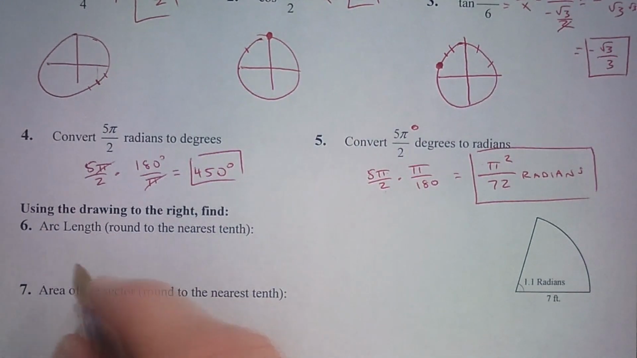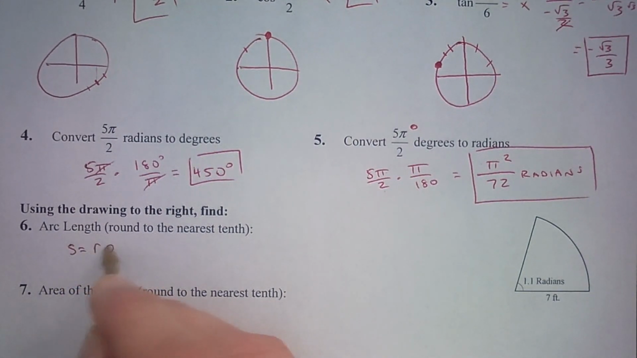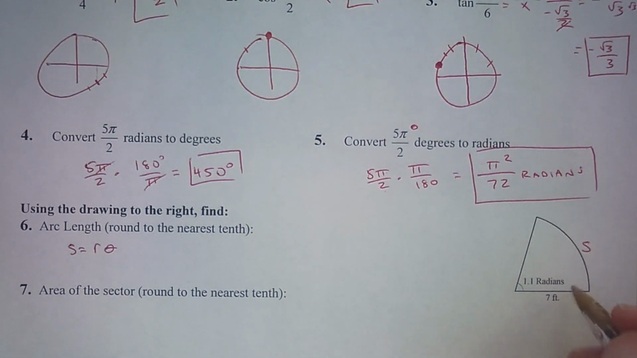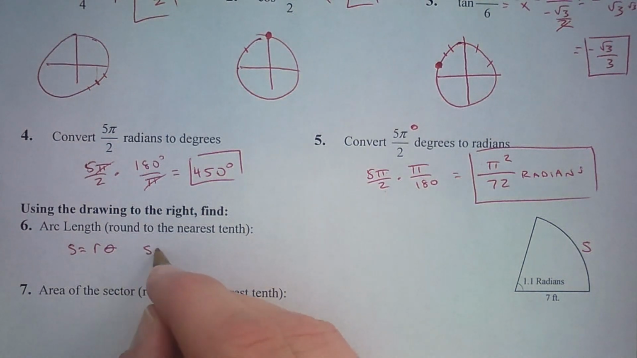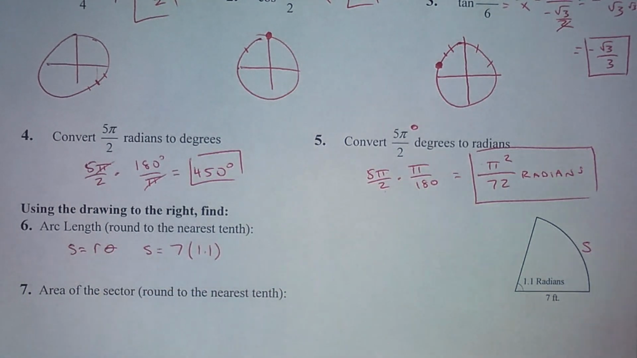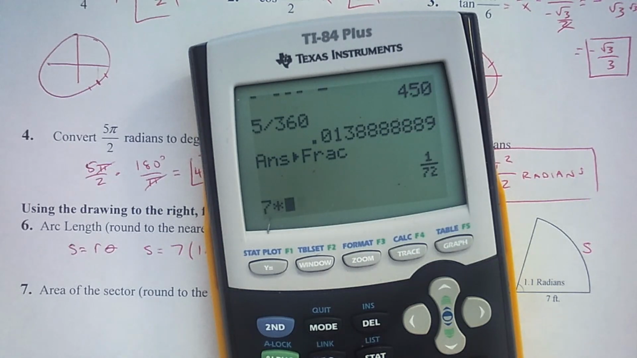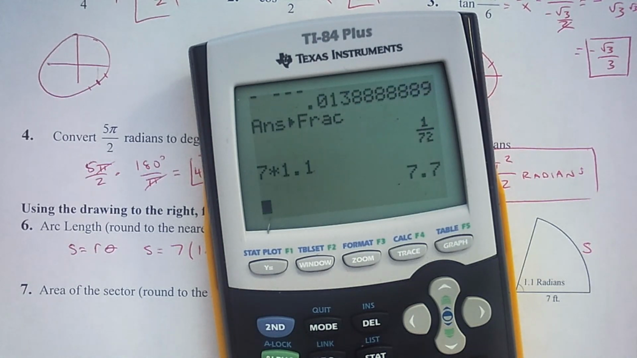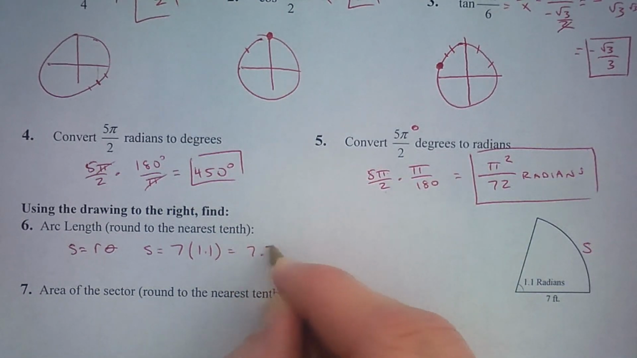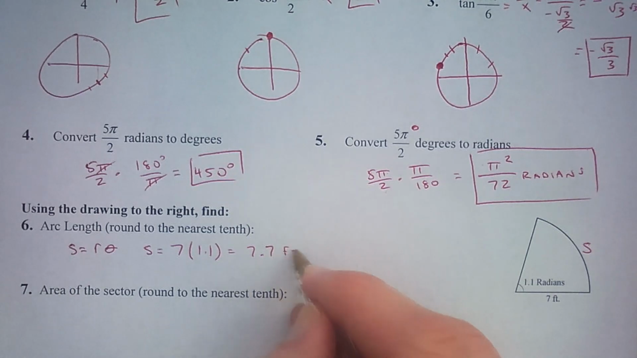Okay, find the arc length. Arc length is S equals R theta. R is the radius, theta is the radian measure. Okay, so here is the arc length, we'll call it S. So the arc length is radius, which is 7 feet, times the radians. Theta in radians is 1.1. 7 times 1.1 is 7.7. So it's 7.7, and it is in feet.